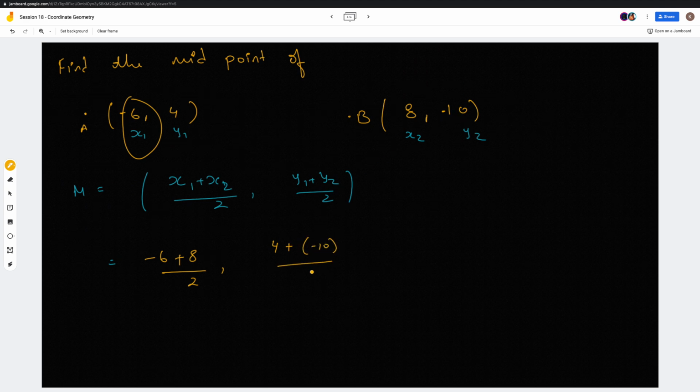Do not forget the negative values. Many students get wrong over there. They forget the negative values and they get some different answer than what exactly is the correct answer. So what is negative 6 plus 8? It's nothing but 8 minus 6. 8 minus 6 is 2 divided by 2, comma 4 plus of minus. You know that plus of minus is minus. So you're going to write 4 minus 10 divided by 2.